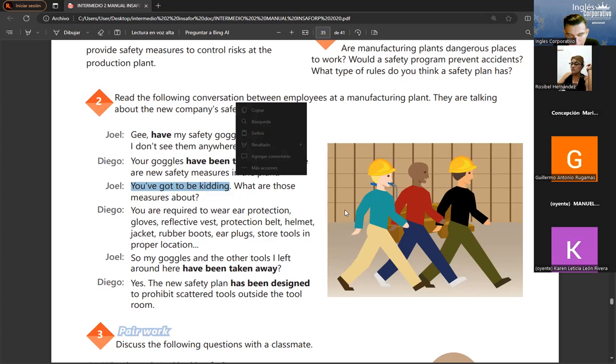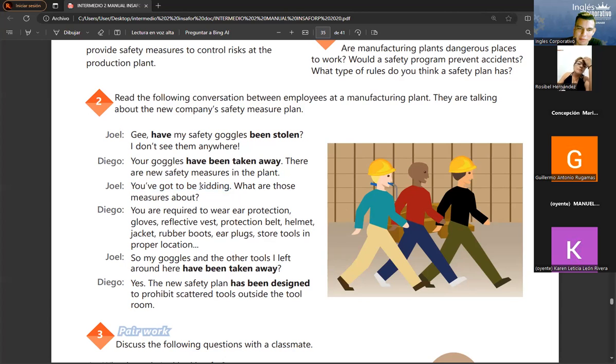Tienes que estar bromeando. Exactly. Okay? Esta es como una expresión bastante común, "you gotta be kidding", como, bueno, no es cierto, te estoy tomando el pelo, estamos jugando, ok?